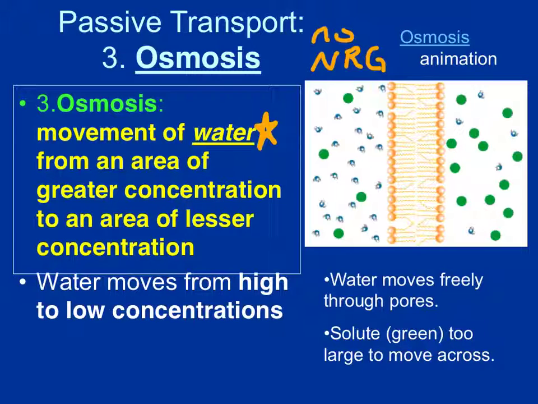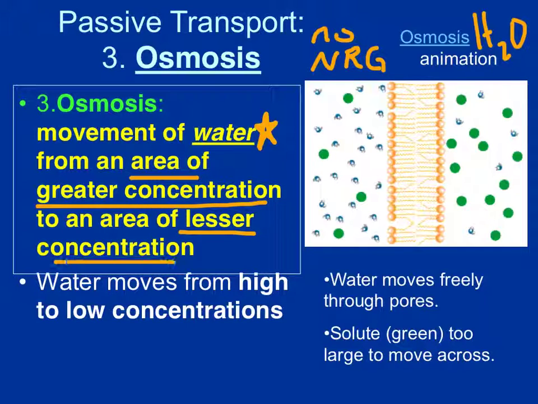Now remember, water molecules are matter also. They're made out of H2O molecules. So they're also going to behave like any other type of molecule when it comes to their passive movement. And water molecules will move from an area of great concentration or more concentration to an area of lesser concentration. So again, we're talking about molecules moving from high to low concentrations.